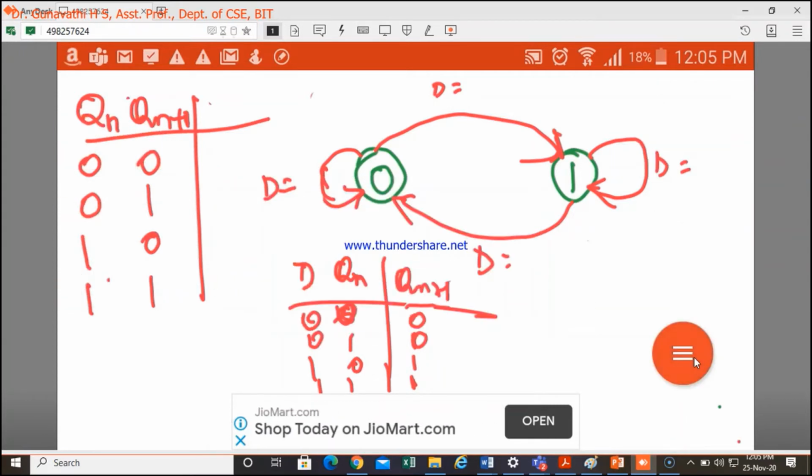See, for the D flip-flop, 0 0, 0 1, 1 0, 1 1. The output follows the input. When D was 0, it is 0. When D was 1, it is 1. Now the state transition diagram: 0 to 0 when it is 0. 1 to 0 when it is 0. 0 to 1 when D was 1. 1 to 1 when D was 1. This is the state transition diagram for the D flip-flop.